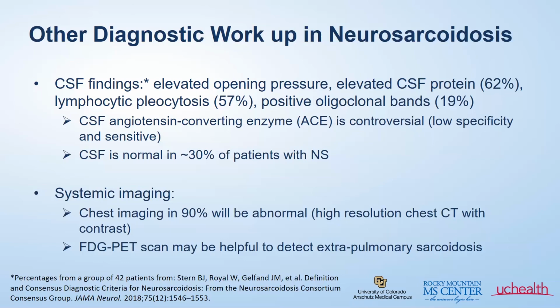Systemic imaging can be helpful. This includes imaging of the body, such as a CAT scan of the chest or a full body PET scan. What we do here is look for sarcoidosis somewhere else in the body that is easier to biopsy than the brain and obviously the spinal cord.